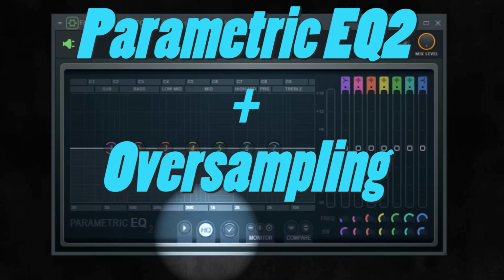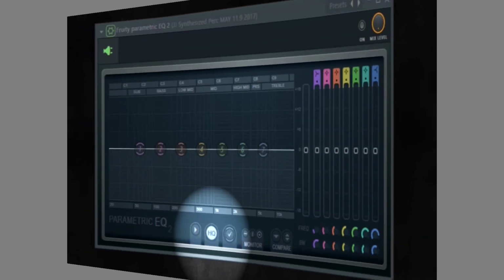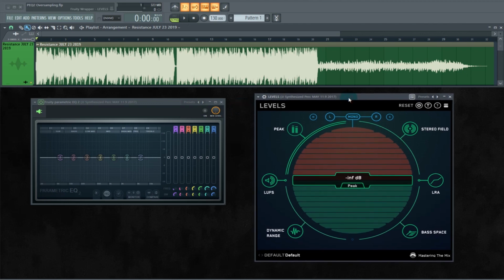Hey guys, today I'm going to talk about parametric EQ2 oversampling and how that's going to affect your signal chain within any given insert. I have a track that I wrote a couple years ago, and I have a peak meter here. If you're wondering, this is Levels by Mastering the Mix.